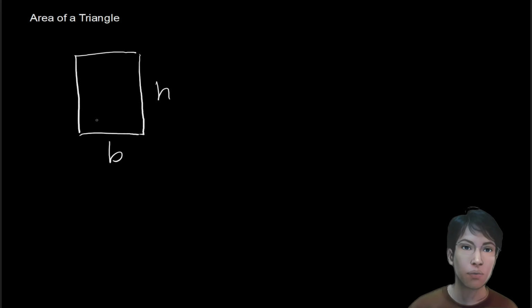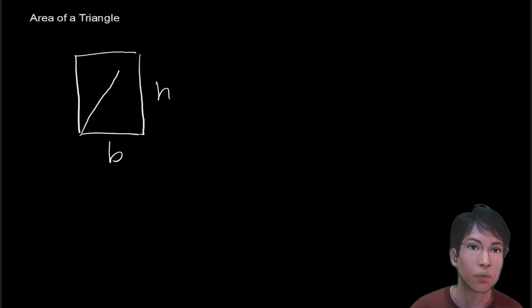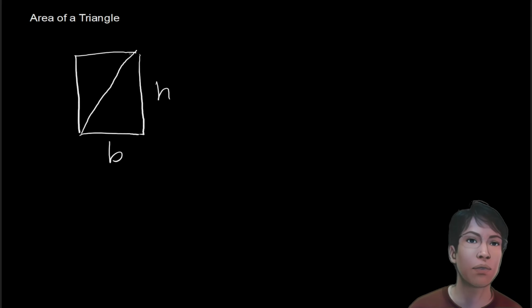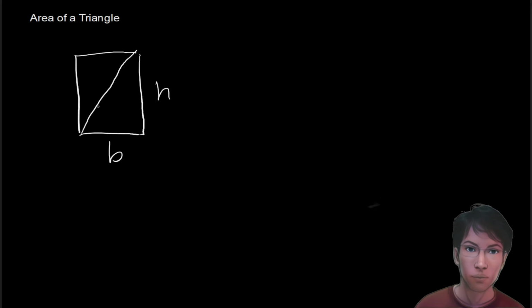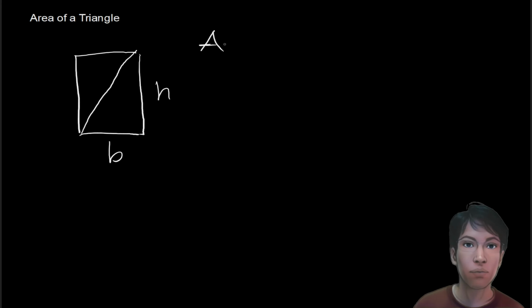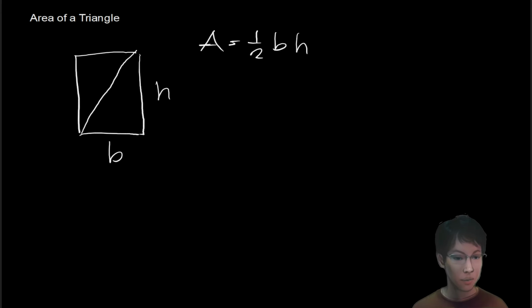If I were to divide the rectangle into two, like this. Let me have a good division. Anyways, you know what I'm talking about. So just imagine this is equally divided. So the area of the triangle now is 1/2 of the rectangle, right? So the area of a triangle is simply 1/2 base times height.